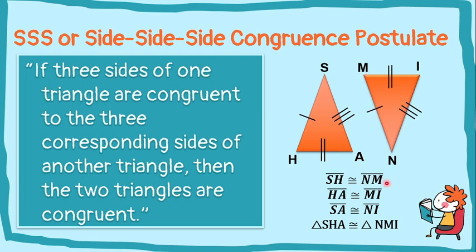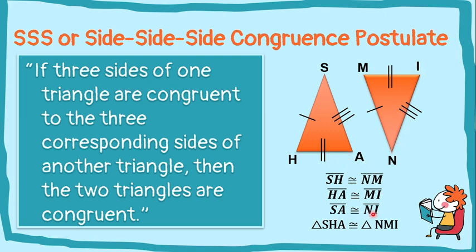So NM. Then, next is HA. So, we have here side HA. So, yung mayroong dalawang markings naman. Then, syempre, doon naman siya magsisimula sa MI. And for the last side, congruent side, we have SA, yung may tatlong markings. So, nagsimula sa S. Ang corresponding vertices ng S ay N. So, magsisimula siya sa N and then I.